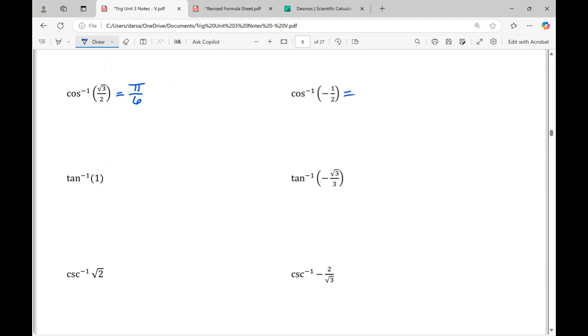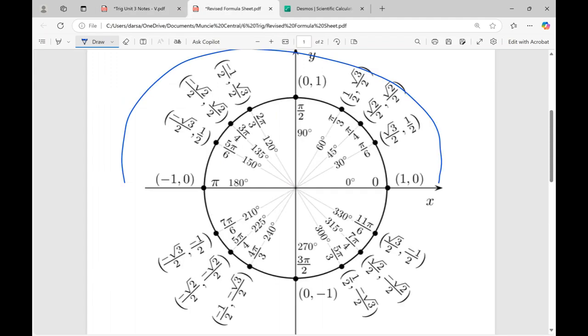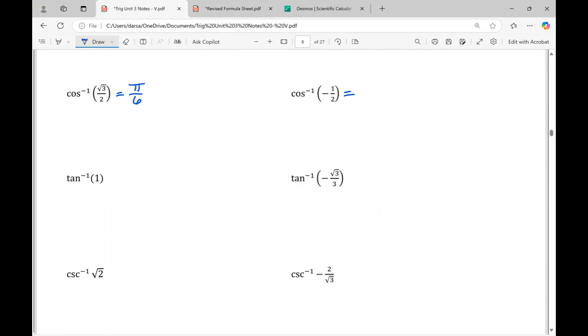What about a cosine inverse of negative 1/2? That's saying, what is the angle that gives me a cosine of negative 1/2? So we're going to look in these first two quadrants. What angle gives me a cosine of negative 1/2? Well, that is right here, and it is 2 pi over 3. In quadrant 2, we're allowed to use that angle. So the answer will be 2 pi over 3.